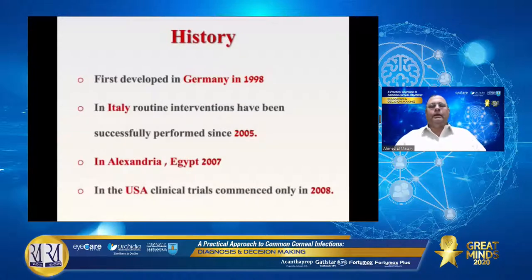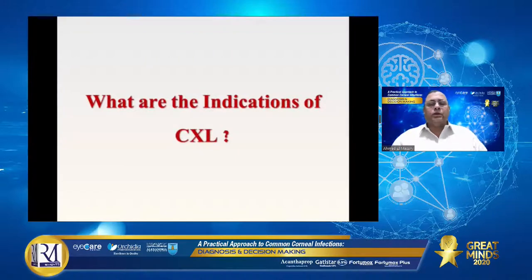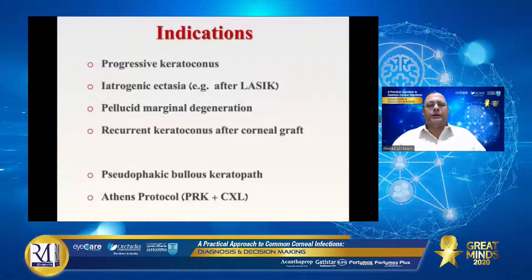And of course, in the USA, there were limited clinical trials that had been approved again in 2010. All of us know that the usual indications of cross-linking are progressive keratoconus, iatrogenic ectasia, pellucid marginal degeneration, and recurrent keratoconus after corneal graft, which is markedly seen. And I do advise all the corneal surgeons to do Pentacam for their grafts, because you may find there is a weakness of the graft and the graft may need cross-linking after a few years. Again, pseudophakic bullous keratopathy and the Athens protocol, which is not our concern, but our concern in this lecture is the infectious corneal ulcers.